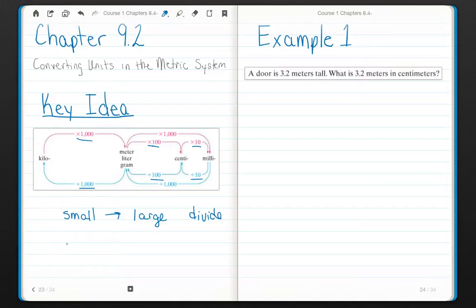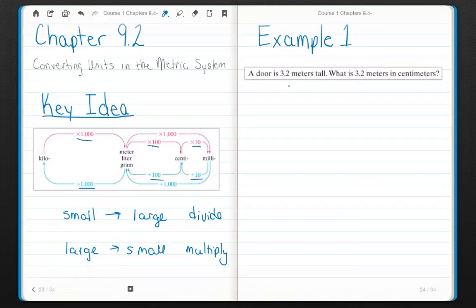The reverse happens if I'm converting from a large unit to a small unit. I'm going to multiply. So a kilogram into grams, I'm going to multiply by 1,000. Liters into milliliters, I'm going to multiply by 1,000. So you can follow this chart, copy it into your notebook so that you have it with you at all times. And let's get into the examples.